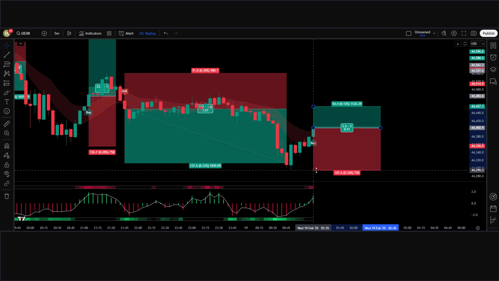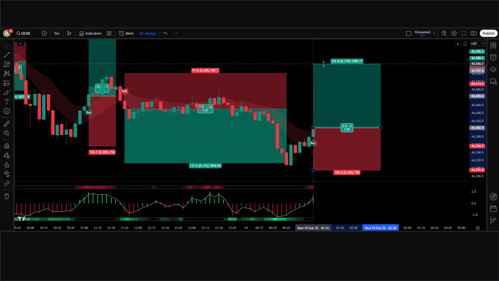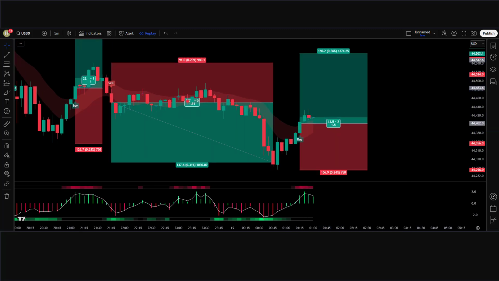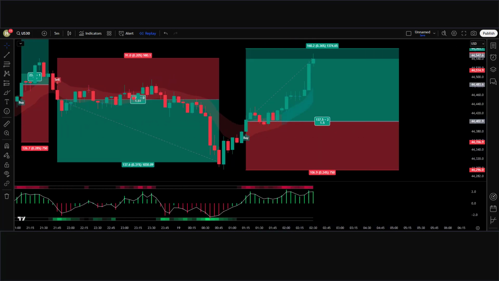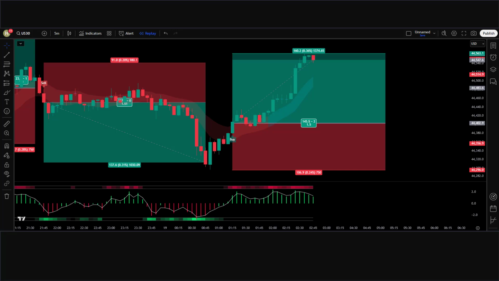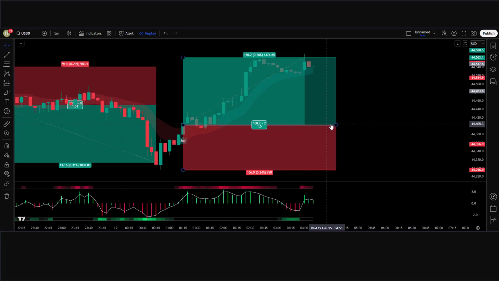Our stop loss will be placed at the current market lower level. And the risk to reward ratio will be 1:1.5. Let's see what happens to our trade. Our trade is running in profit. We have won the trade.